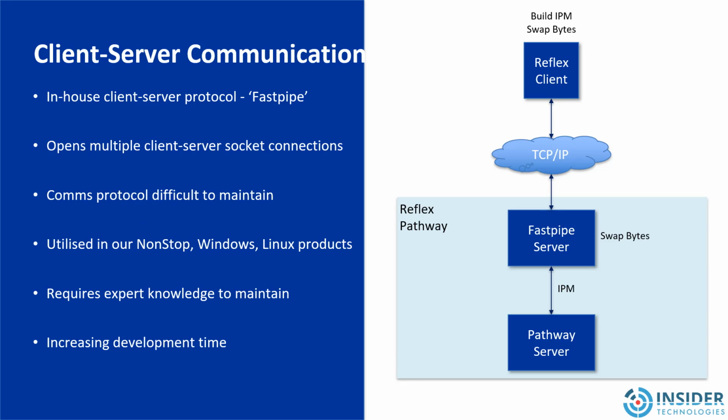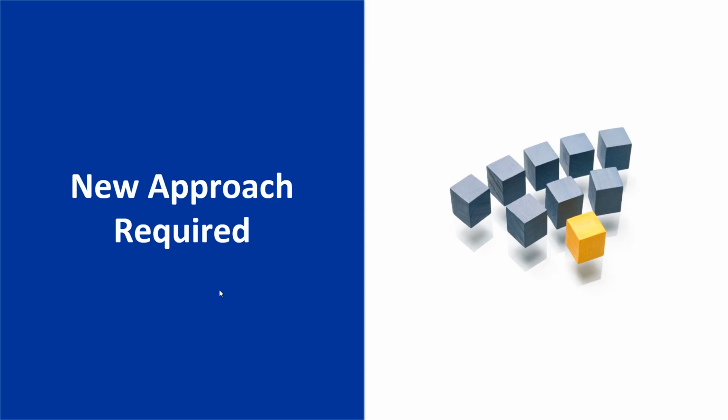In addition to the UI, they had an older style communications approach called Fastpipe, which was a sockets-based in-house protocol that they had written themselves. It was difficult to maintain and it increased development time again anytime any fixes or enhancements were required.